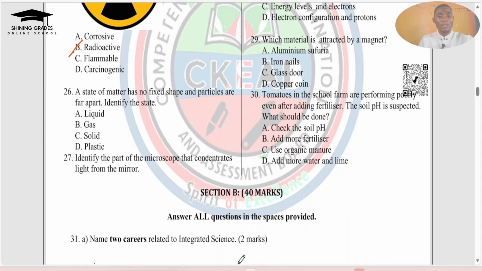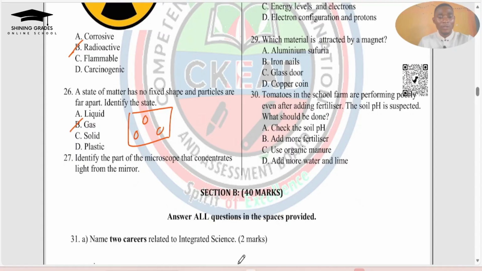Question 26. A state of matter has no fixed shape and particles are far apart. Identify the state that has no fixed shape and particles are far apart. Definitely, learners, without much discussion, understand that gases, their particles are always far apart from each other, and they do not have a fixed or definite shape. So the correct answer is B.